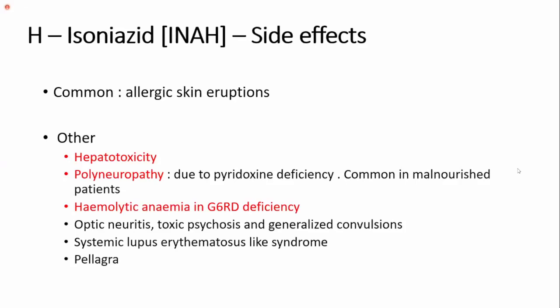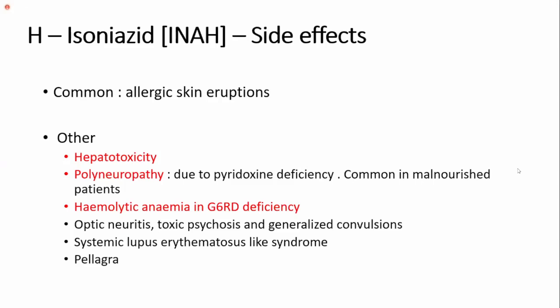Of the common side effects of isoniazid, apart from the GI and other side effects, they can have skin eruptions and allergic skin rashes. Sometimes they can be life-threatening as well, going into the form of Stevens-Johnson syndrome even. But what is more important to note are some side effects which may not be the commonest, but will cause serious side effects for the patients. So the most important ones that you need to remember are in red.